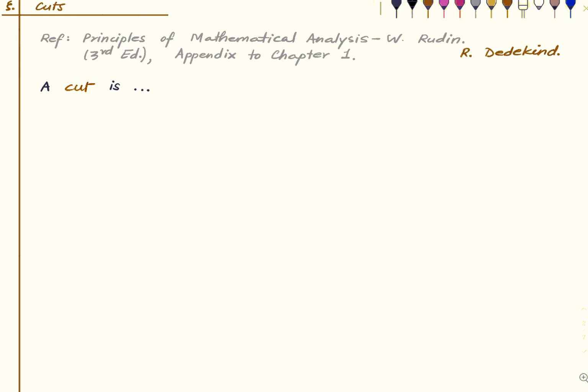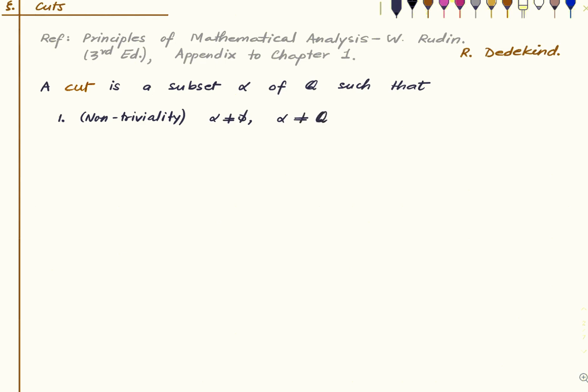So let's start. We define a cut as a subset of rationals such that it satisfies three properties. The first is non-triviality, let me give it a name. So it is a subset alpha of Q such that alpha is non-empty and alpha is not the entire rationals. So it is a non-empty proper subset, which is what I'm dubbing as non-triviality, just for the purpose of this lecture. The second is downward closure.